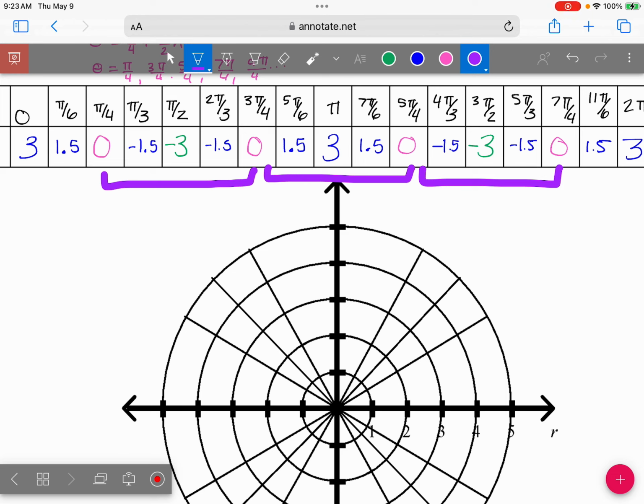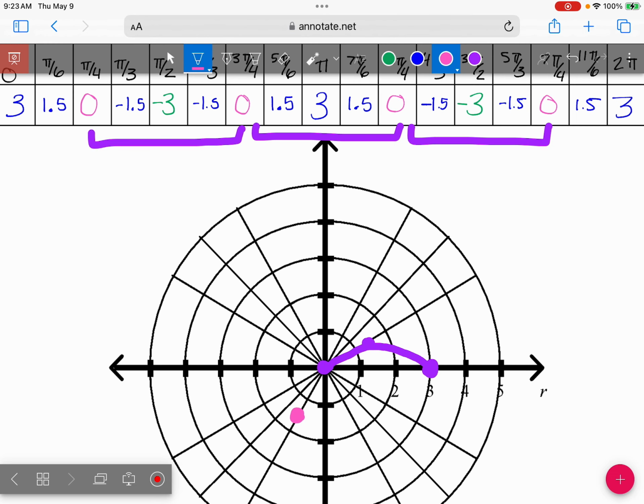So angle 0, we have a point at 3. Pi over 6, we're at 1.5. And then we're back into 0. So I've got a half a petal. Then I'm going to take my pi over 3 minus 1.5. It's going to be here.